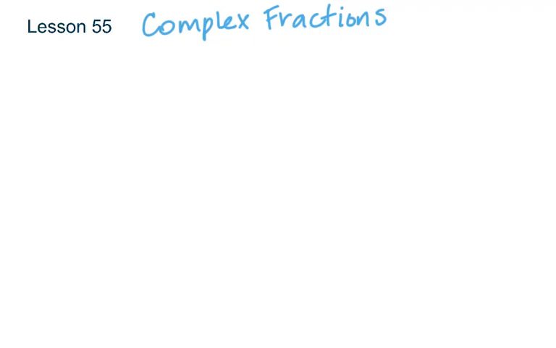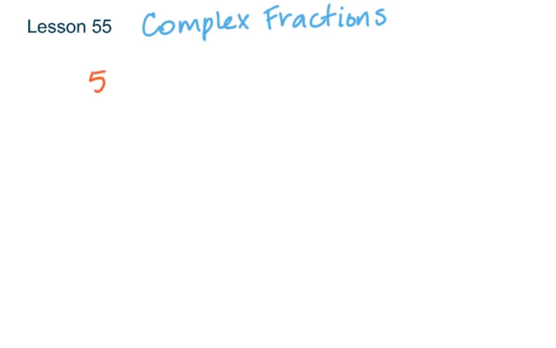This is lesson 55 from Saxon Algebra 1. We're going to start by talking about complex fractions. And to start, we're going to review the denominator-numerator same quantity rule, which we just discussed recently. And we're going to start with an example of the number 5.